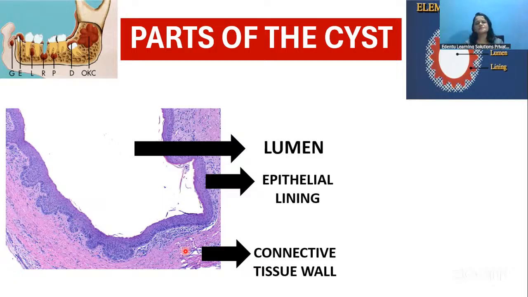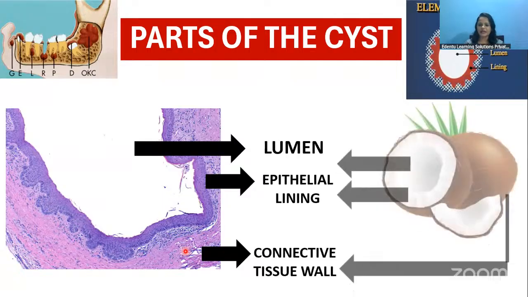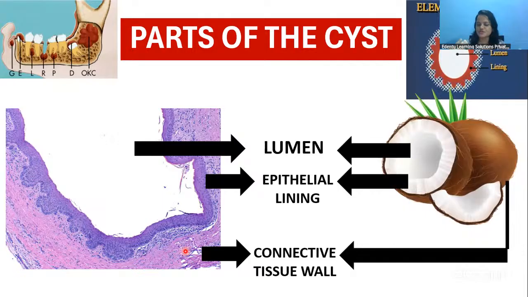For easily understanding the parts of the cyst, these three parts can be compared to the parts of a coconut. That's just for ease of understanding. The inside part of the coconut is like the lumen of the cyst. The white part of the coconut, called the coconut meat, can be considered as the epithelial lining of the cyst.